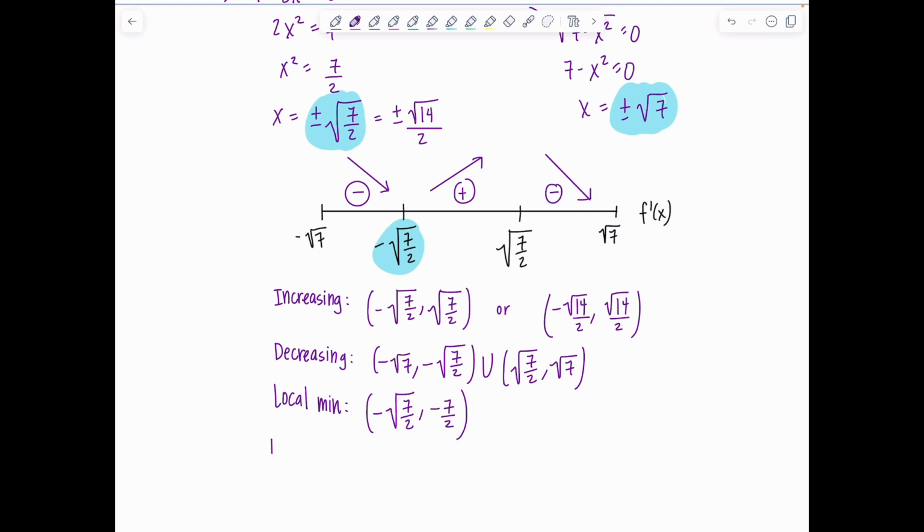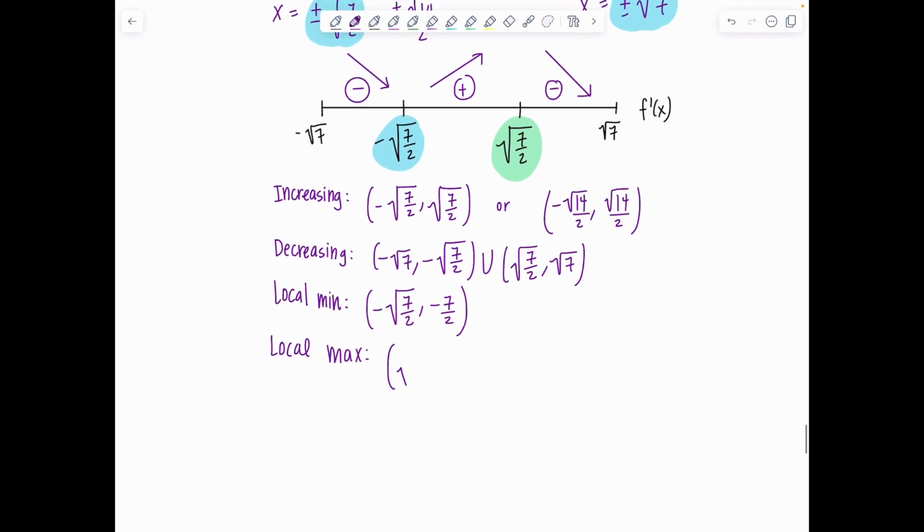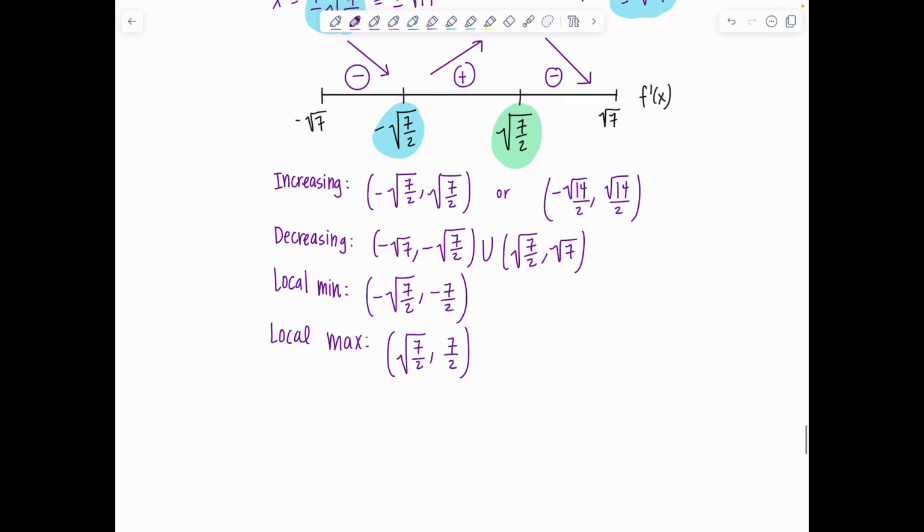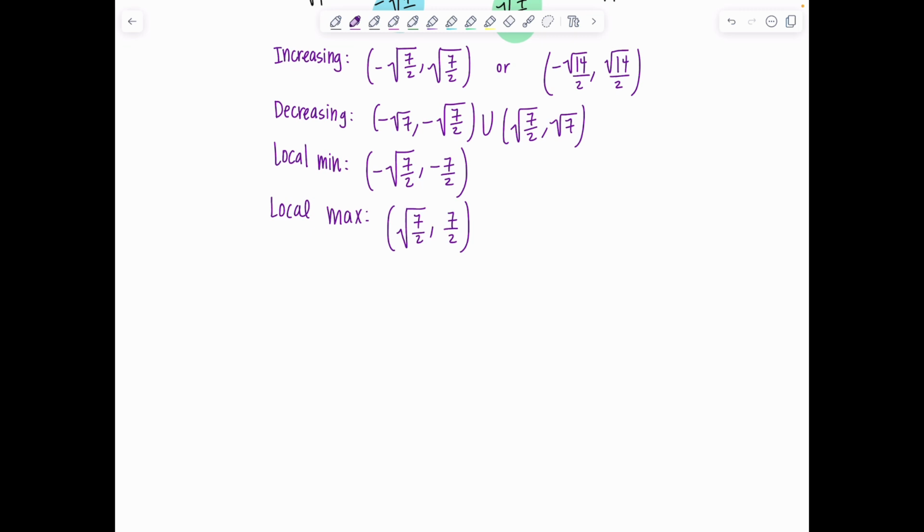And then local max, can you spot it? Yes, it's right here. So local max is at rad 7 halves, and then the y value is 7 halves. Okay, good. That's all done. Now we need the second derivative. And I'm sorry, but in this case, we can't play around with things. We just have to do the quotient rule.